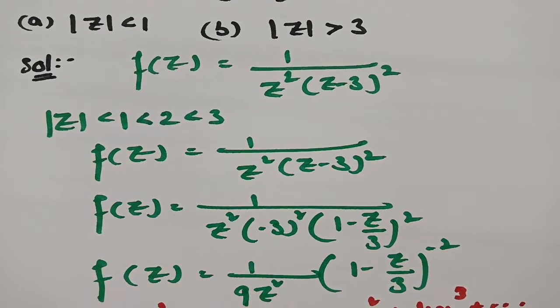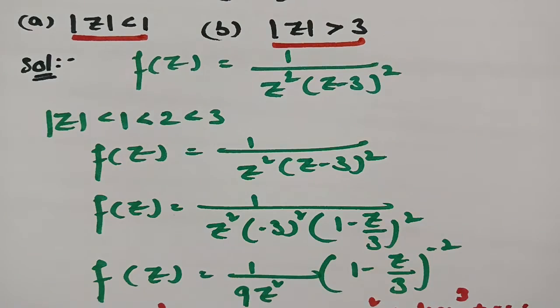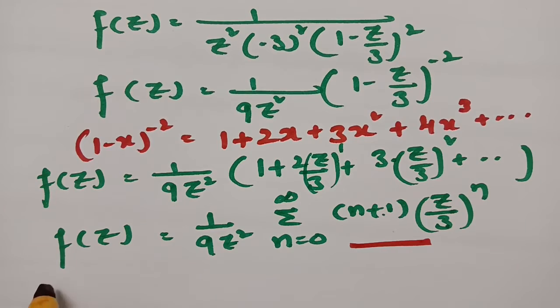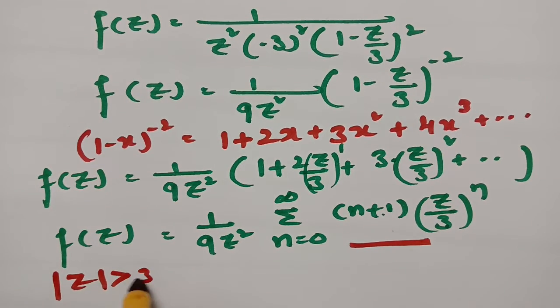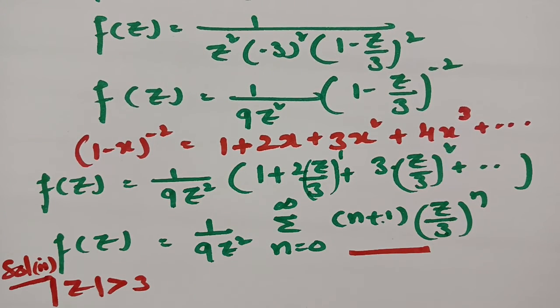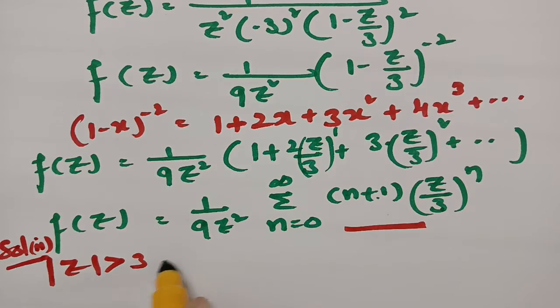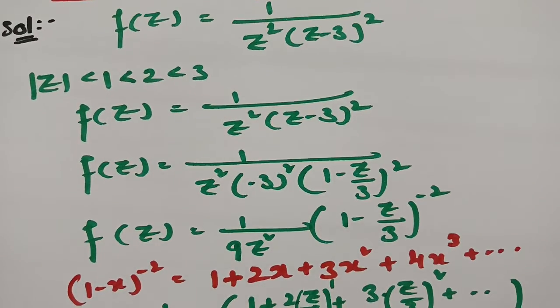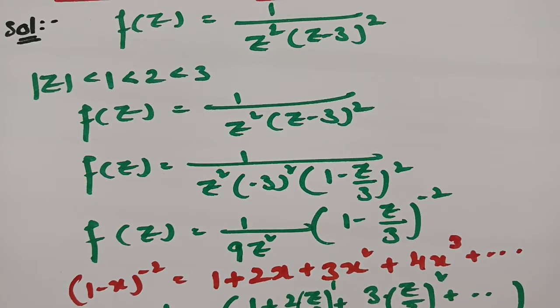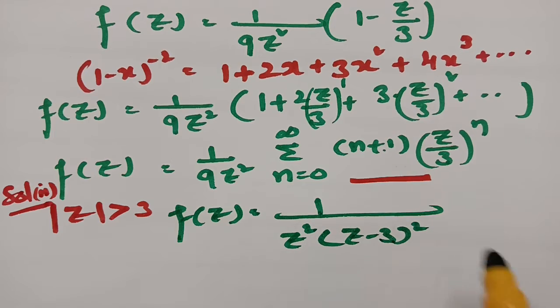And for the second case, what is the second case here? That is mod z greater than 3. So case 2 here is mod z greater than 3. So what is our f of z? f of z is very clear here as 1 by z square into z minus 3 square.